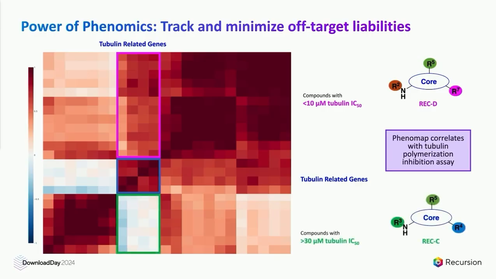But now, if we go back to those compounds that looked, again, highly phenosimilar to target Epsilon in this map, you can see that they're not phenosimilar at all to the tubulin-related genes. So you can see how we can use this single assay to quickly drive compound optimization, both against targets that we're excited about, as well as minimizing these off-target liabilities.